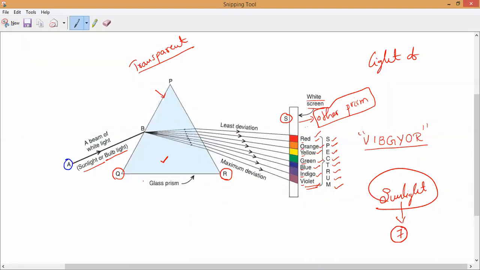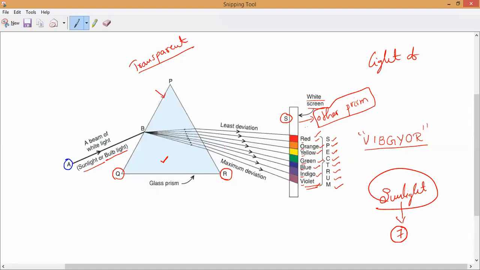Now observe very carefully. This formation of a spectrum of seven colors shows that white light is made up of how many colors? It is made up of seven different colors of light, mixed together. So you can see here, white light is a mixture of seven colors, or seven colored lights, we can say.